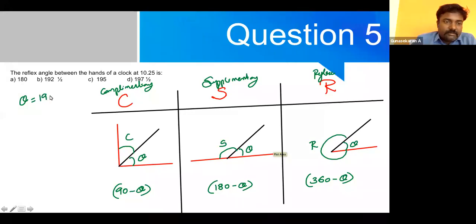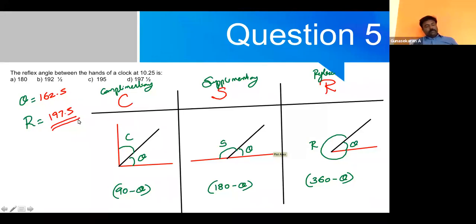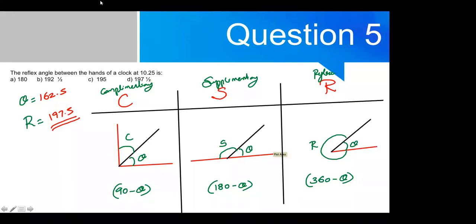Theta 190. No. Reflex angle is how much? Final answer is reflex angle. How much theta you got using the formula for 1025? 162.5. So 162.5 means what is the reflex angle? 197.5. That's the answer. So answer is 197.5. Clear? So complementary, supplementary, and reflex. Yes, proceed. Question number 6.